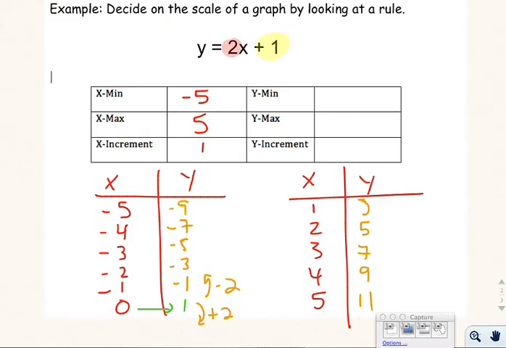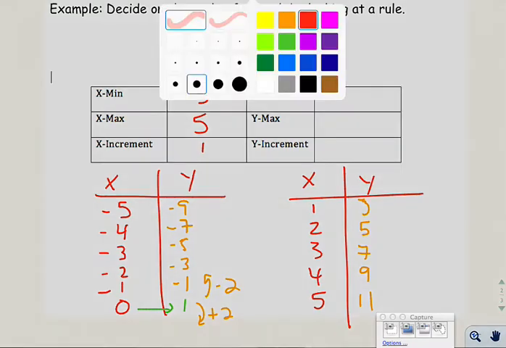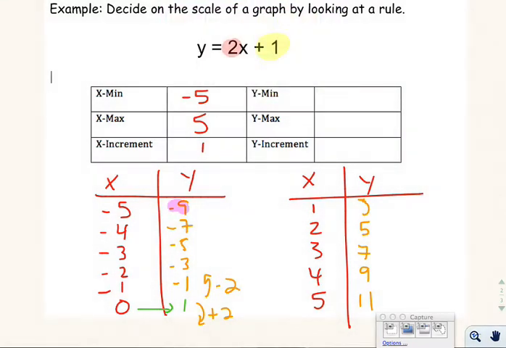Okay. Now from here, my table is going to be used as normal. So now I'm going to pick the min and max. So we have this negative 9, we have this 11. So I'm now deciding what I'm going to count by. Again, 9 and 11 kind of seem weird.